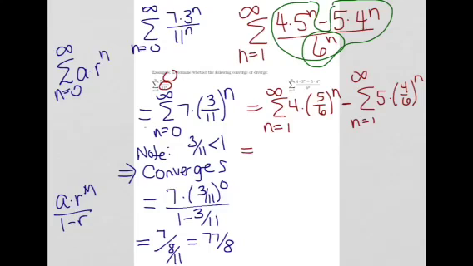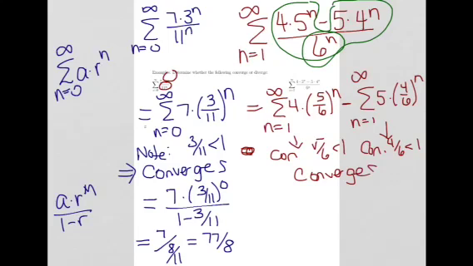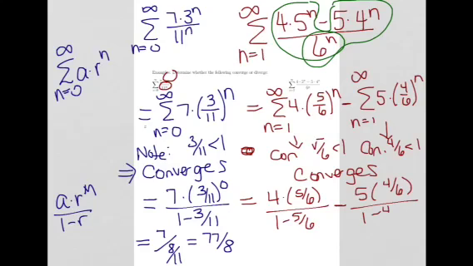In this case, this one will definitely converge since 5 over 6 is less than 1. And this one is also going to converge since 4 over 6 is less than 1. So we know the whole thing converges. We have two convergent pieces being subtracted, so we'll definitely get a number. For the first one, we'll do 4 times 5/6 over 1 minus 5/6. And then we'll subtract 5 times 4/6 over 1 minus 4/6.